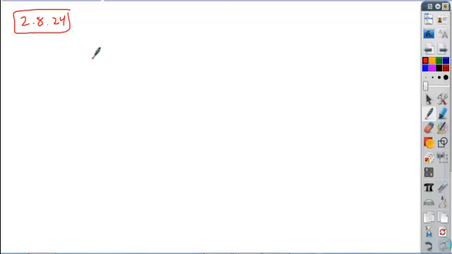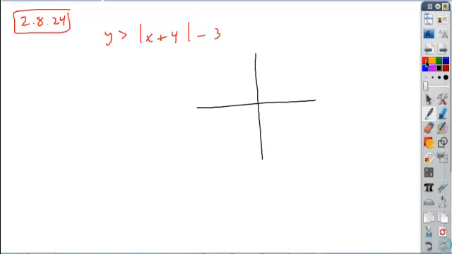Right, so for problem 24, I'm just going to go through the whole part of it, and then I'll emphasize the intercept part. All right, so if you're looking at this graph here, sketching it again is helpful.